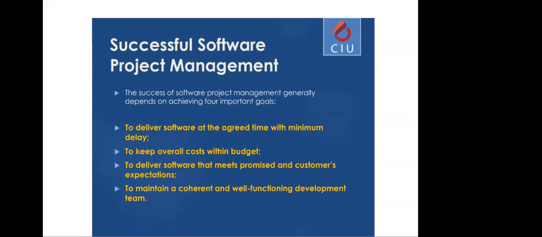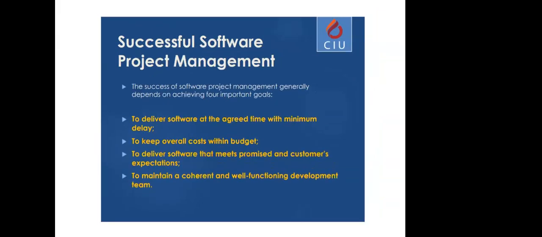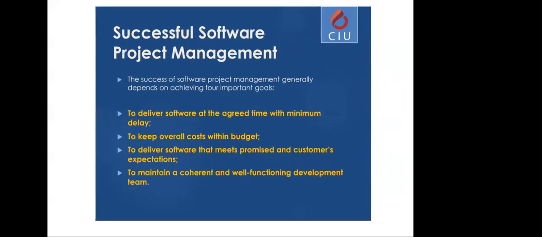Basically, software project managers are responsible to achieve four important goals. These are to deliver the software on the agreed time with minimum delay, to keep the budget as efficient as possible, to deliver the software that is promised and meeting with customers' requirements, and to maintain a coherent and well-structured team so that that team can stick around and work for other projects as well.